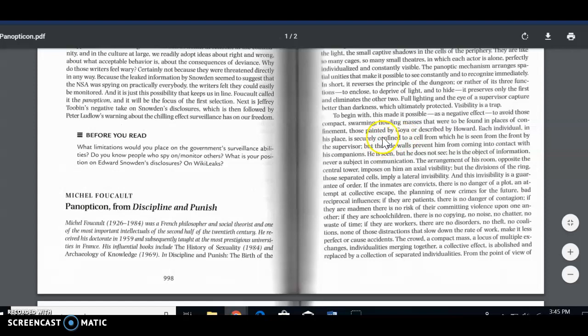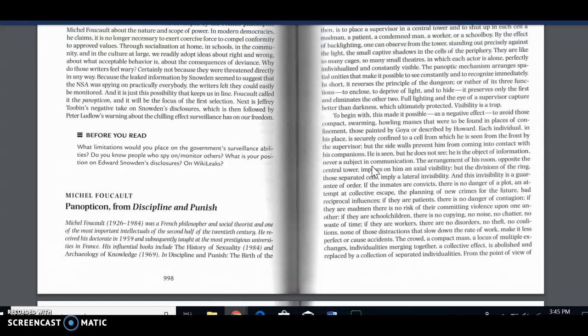I'm going to jump down here, and as I said about communication, right? We talk about the prisoner, right? We look at this. He is seen, but he does not see. He is the object of information, never a subject in communication. Huge line there, right? Establishes what I'm saying here. If he's never a subject in communication, communication is absent. That is the key of the panopticon. You do not want your prisoners in any facet talking to each other, okay? So we can think about that more as we go along here, right?